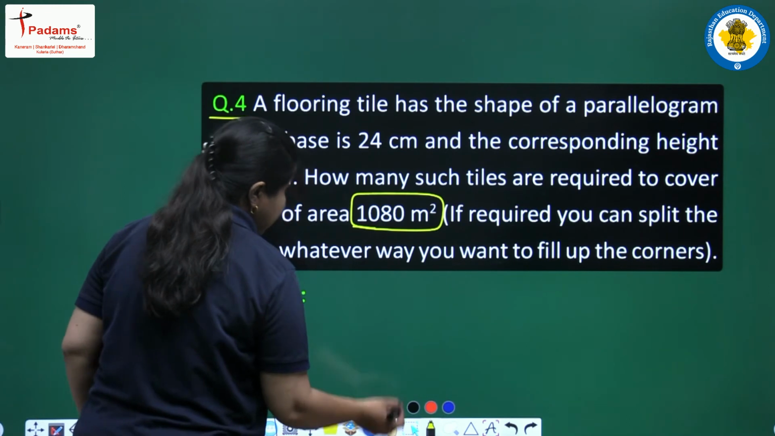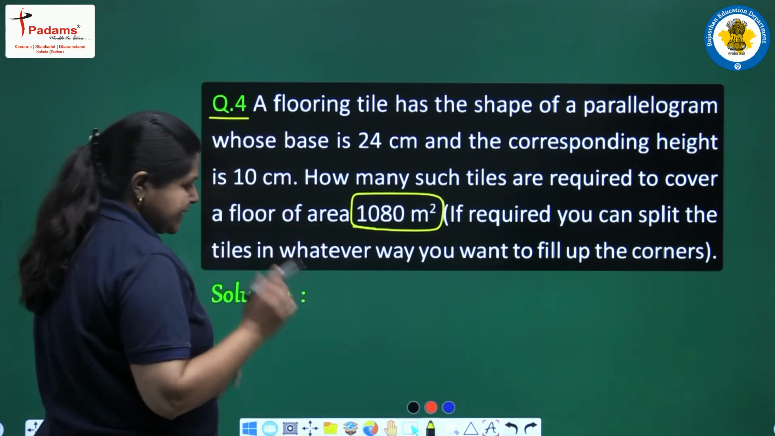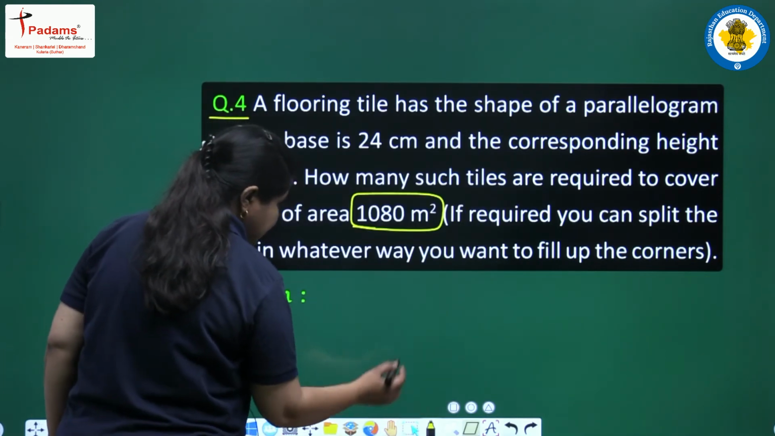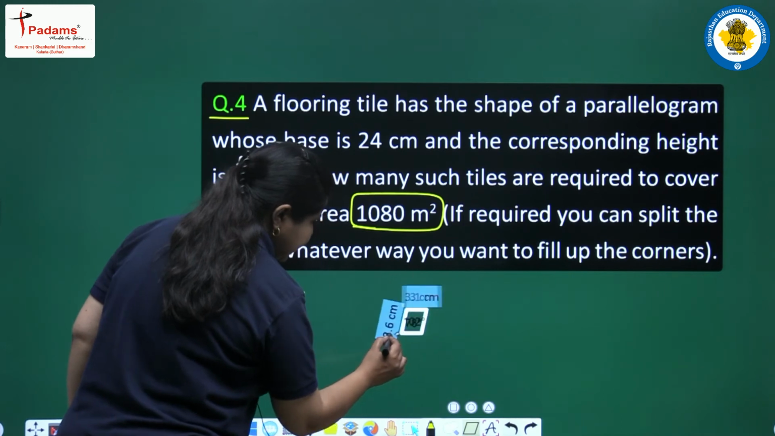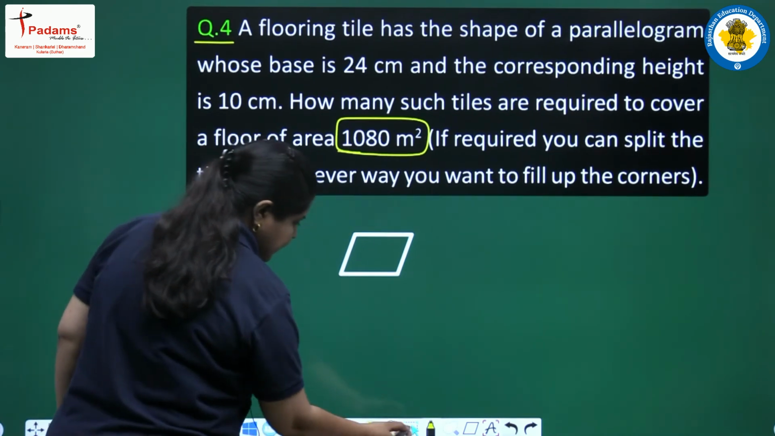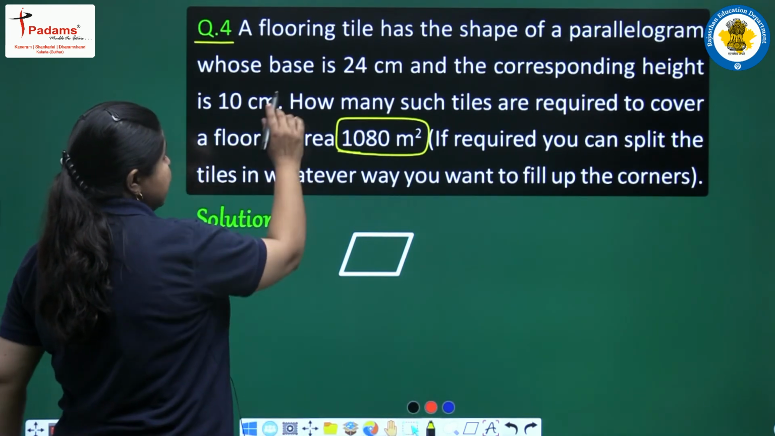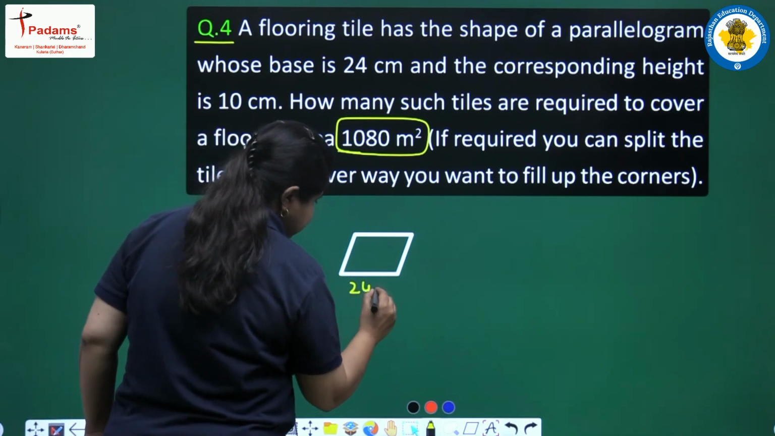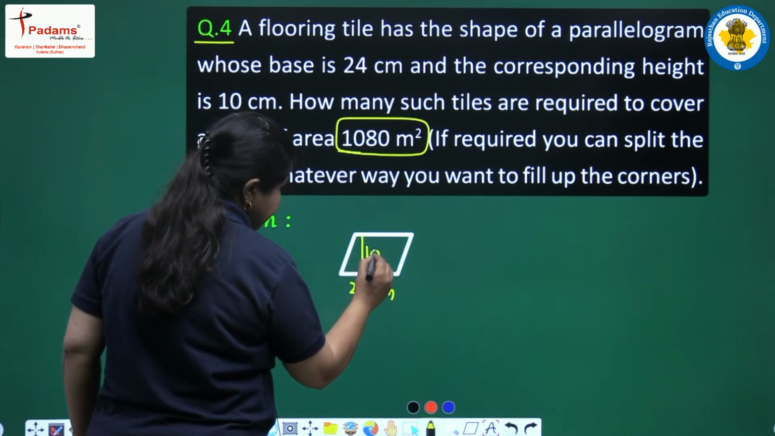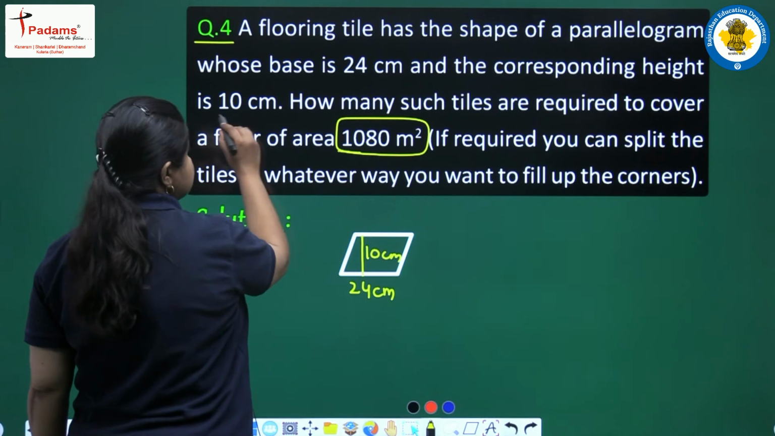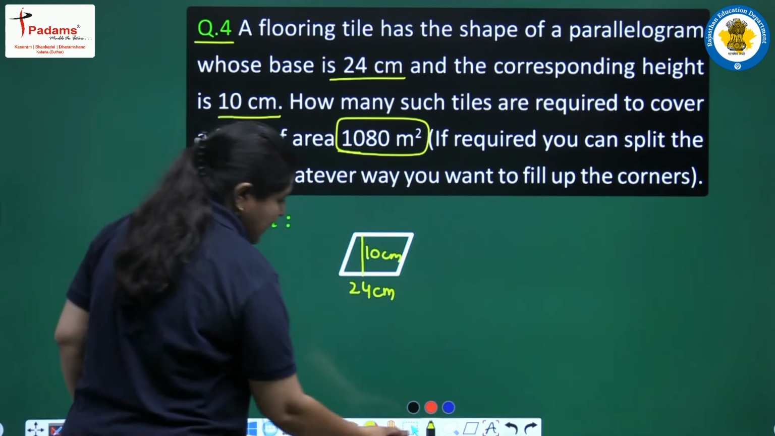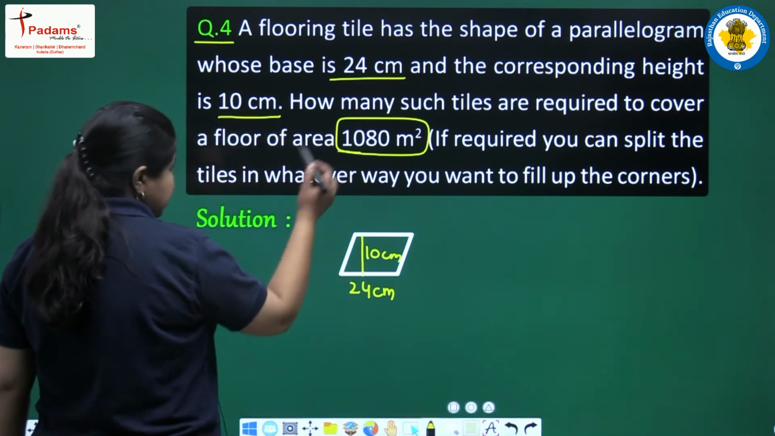तो यहाँ बात हो रही है एक parallelogram shape की टाइल की. Let us once draw this. आप समझिए यहाँ पर एक parallelogram shape की टाइल है इस तरह से. Let me also make some space to write down. और इसमें आपको दिया है बेस तो है 24 सेंटीमीटर, और करस्पॉन्डिंग हाइट आपको दी गई है ये हाइट 10 सेंटीमीटर्स. देख लीजिए, ठीक है. अब इस तरह की टाइल्स, एक फ्लोर है जिसका एरिया है 1080 मीटर स्क्वायर.